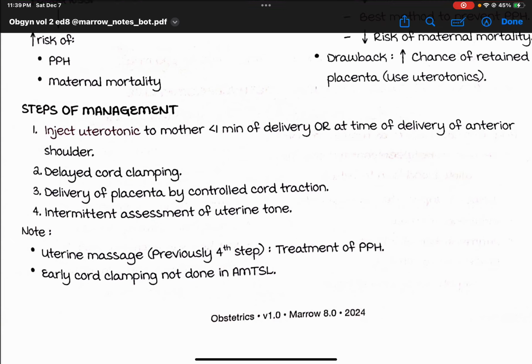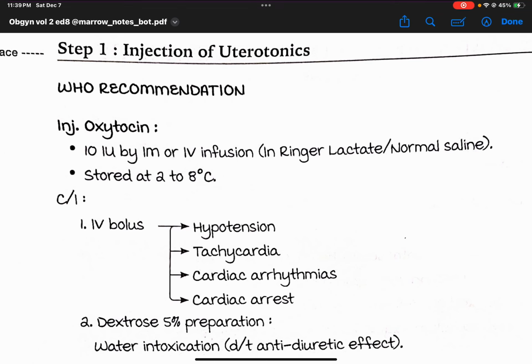WHO recommendations: injection oxytocin, 10 international units by IM or IV infusion in Ringer lactate or normal saline, stored at 2 to 8 degrees Celsius. Contraindications: IV bolus, hypotension, tachycardia, cardiac arrhythmias, cardiac arrest, and 5% dextrose preparation, because of water intoxication due to antidiuretic effects.